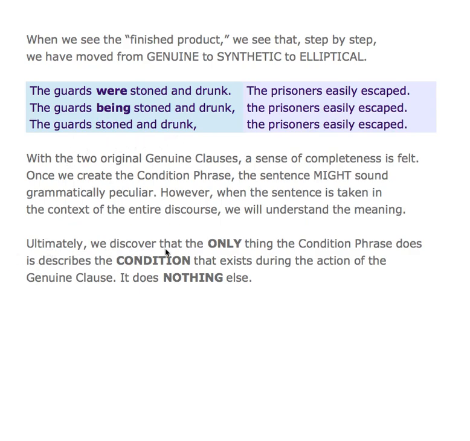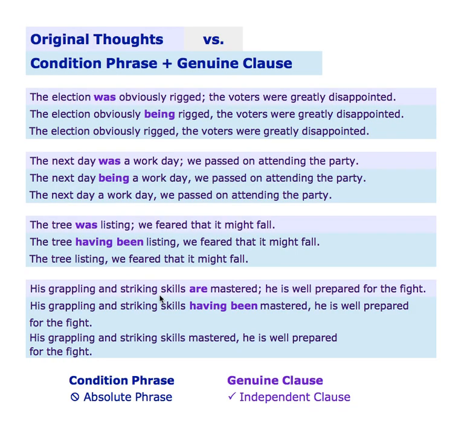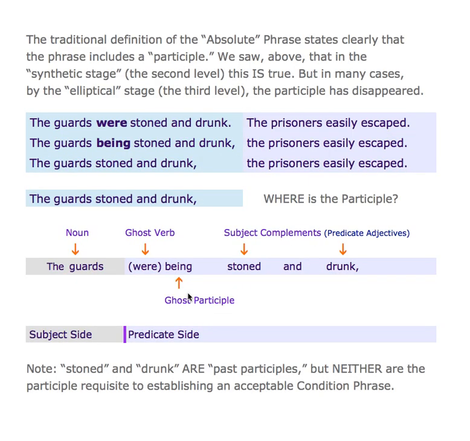Ultimately, we discovered that the only thing the condition phrase does is describe the condition that exists during the action of the genuine clause. It does nothing else. And to prove it, we look at many examples. In all these examples, the condition phrase, the final result here, the final product, all it does is state the condition that exists during the action of the genuine clause. That's all it does, all right? So we call it a condition phrase, not absolute phrase, and we move on.